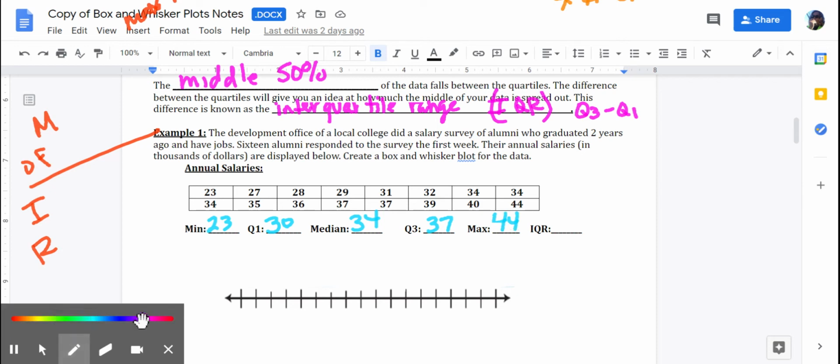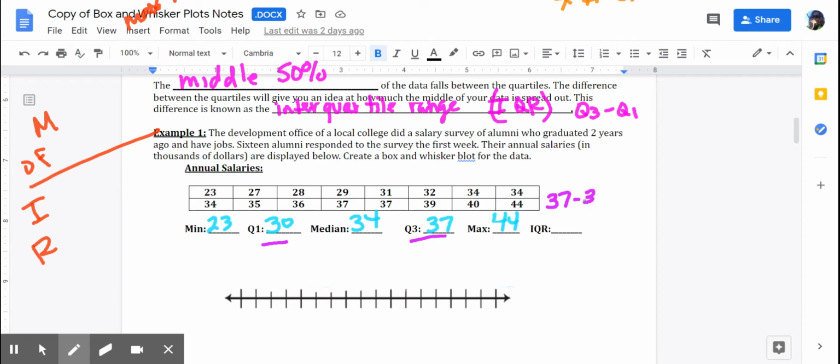Now, one thing the calculator will not tell us is what the IQR is. But remember, IQR is Q3 minus Q1, and the calculator does tell me those 2 things. So 37 minus 30 gives me an IQR of 7. And that's just going to be important for us to practice, and we'll look at that in just a second.